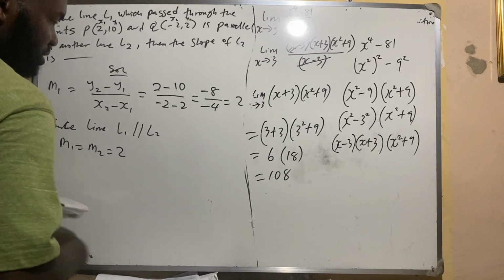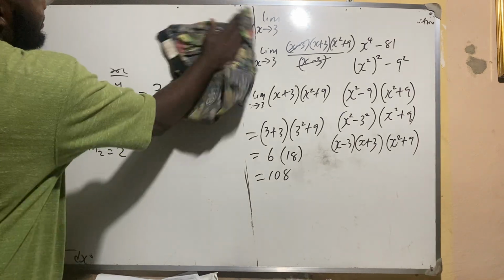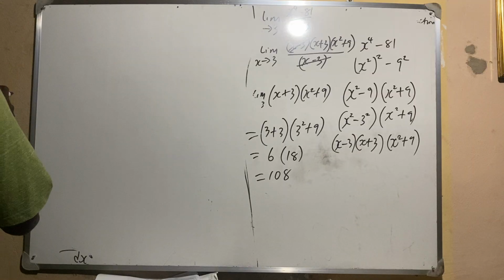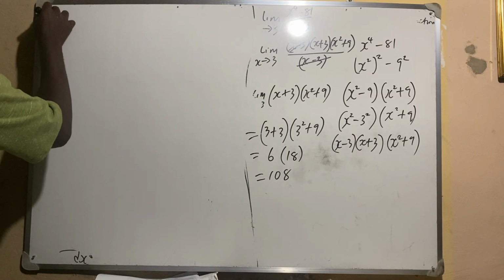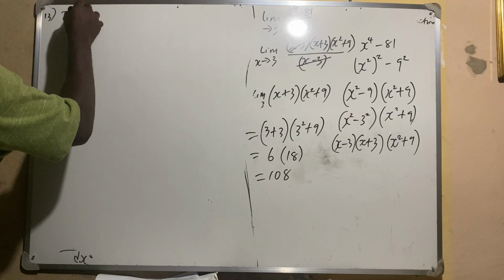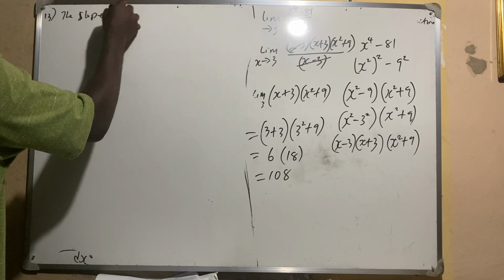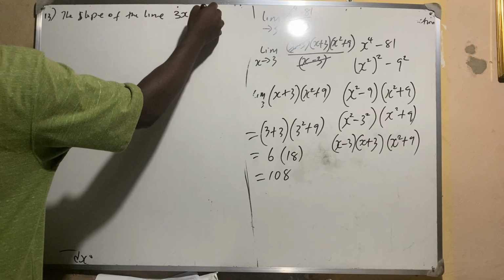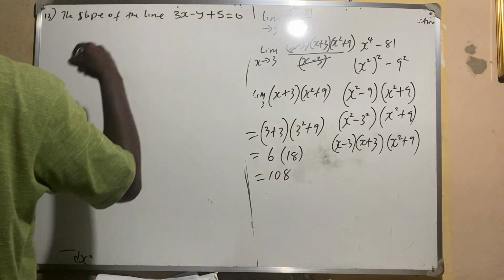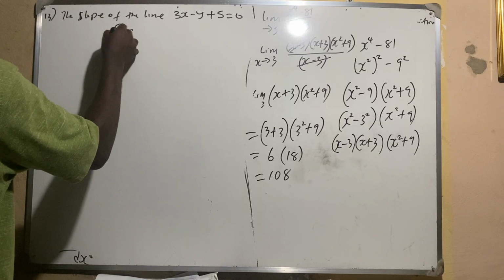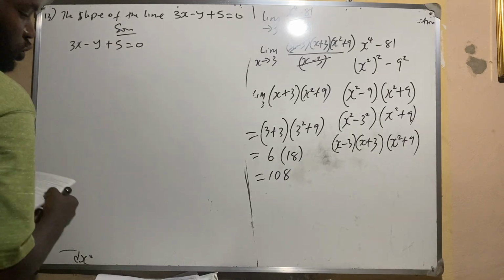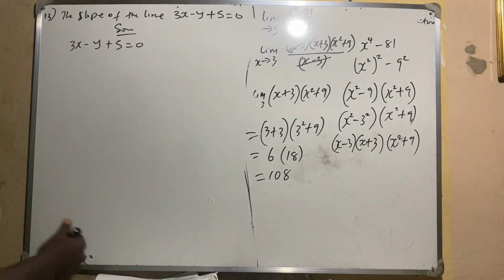See that this Math 102 is the simplest math you can ever think of. Very, very simple. So question number 13. Question number 13 said the slope of the line 3x minus y plus 5 is equal to 0 is dash. Solution. Now 3x minus y plus 5 is equal to 0. Now slope, they told us that what? Slope is the coefficient of x when you make y subject of the formula.